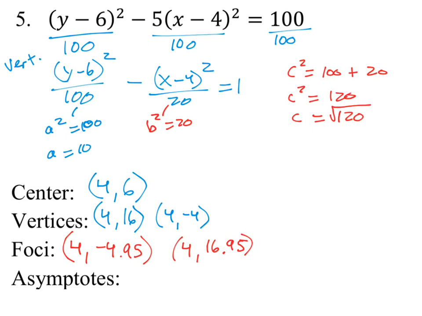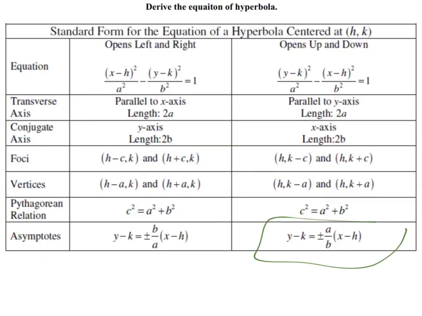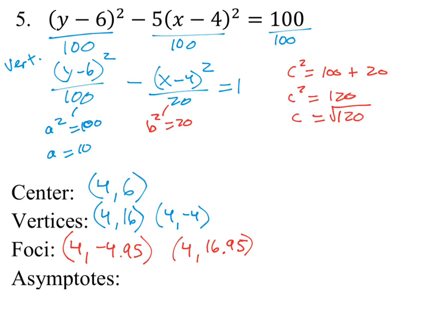Hopefully you got those. The next part, we need to get the asymptotes. So the asymptotes are the equations that come from this little formula. It's y minus the k value equals plus or minus a over b times x minus the h value, where you've got your slope there. And so I'm going to be doing some work over here to write my answer over here because it is two different equations. You got y minus 6 equals a, which is 10, over b, which is the square root of 20, which is not a nice number. I'm going to leave that in there for now. We'll do a decimal approximation in just a second.